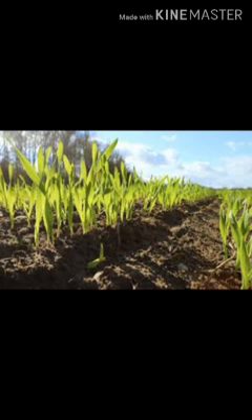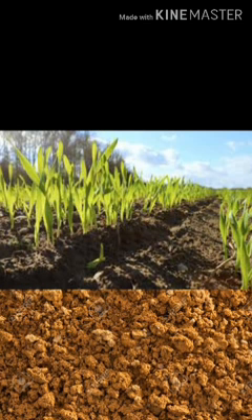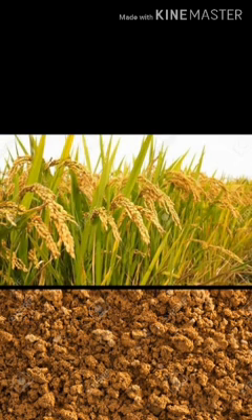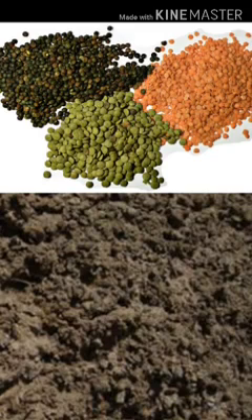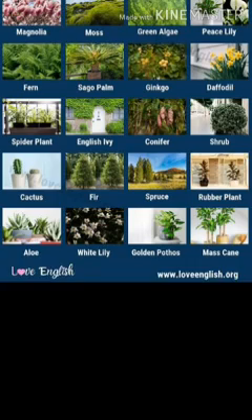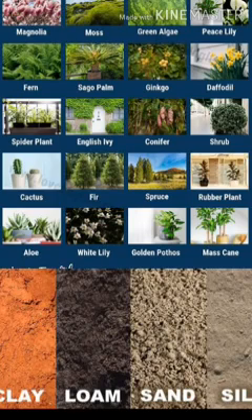Similarly, clayey and loamy soil is good for wheat and gram because clayey soil is rich in humus and it is very fertile. Similarly, clayey soil is good for paddy also, whereas loamy soil is good for lentils. So different types of vegetation grow in different kinds of soil.